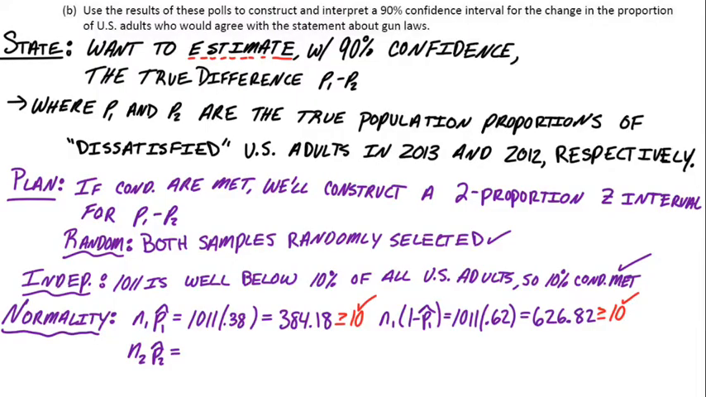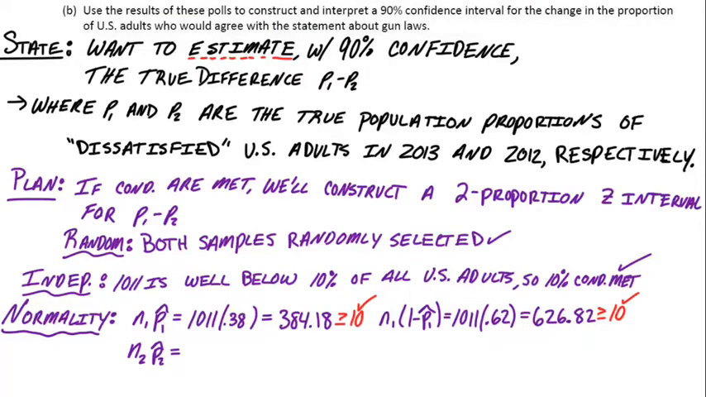If you're curious why these are rounded, well, it seems like the proportions were probably rounded to two decimal places. So when they said 38%, that was probably 384 people. And then 62% would have probably been 623 people. It was just the proportions themselves that were rounded.